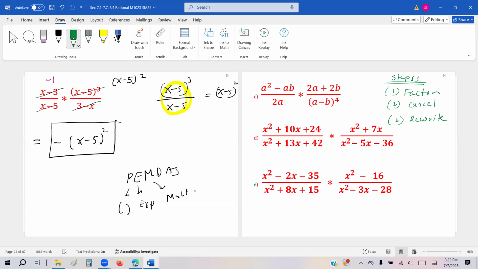You have the same problem. You cannot cancel the A because it's 2A. That's a multiplication. It has an addition. And if you have an addition, subtraction, or division, anything else, you cannot cancel. So you have two factors. Okay.